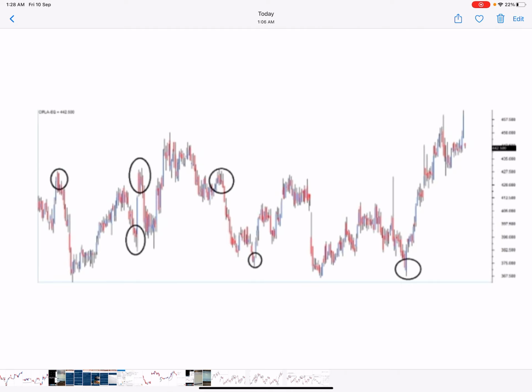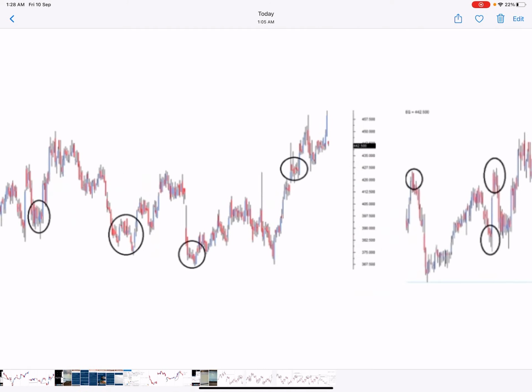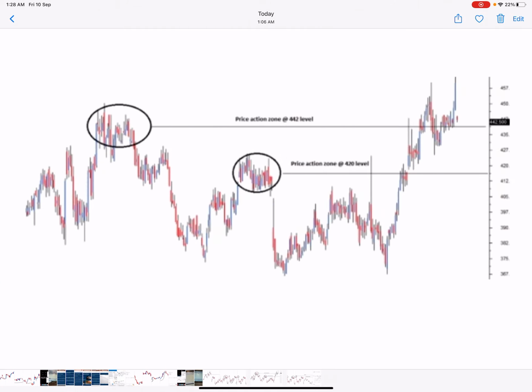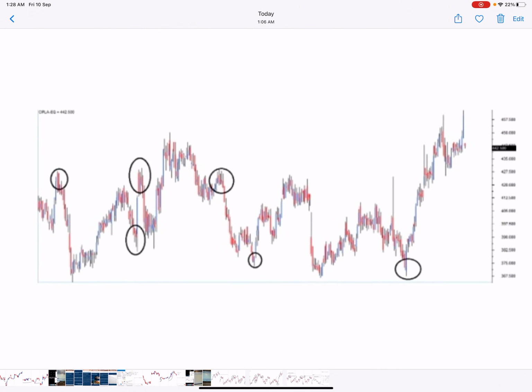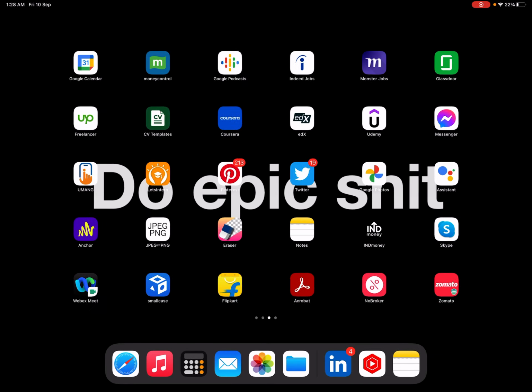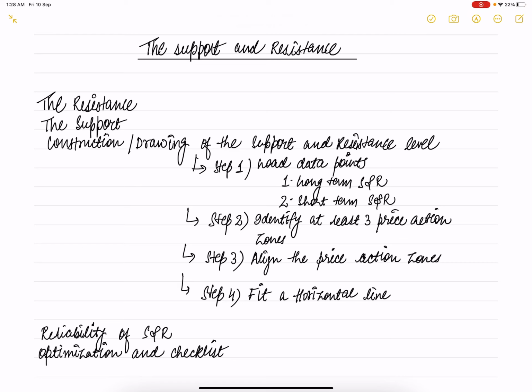Step 4 is to fit a horizontal line. Connect the three price action zones with a horizontal line. Based on where this line fits in concerning the current market price, it either becomes support or resistance. You can have a look at this chart.